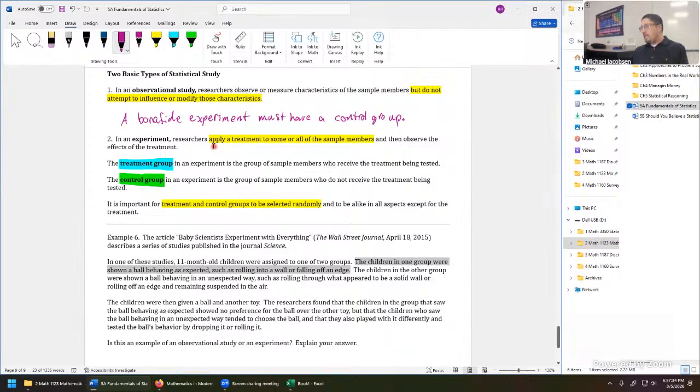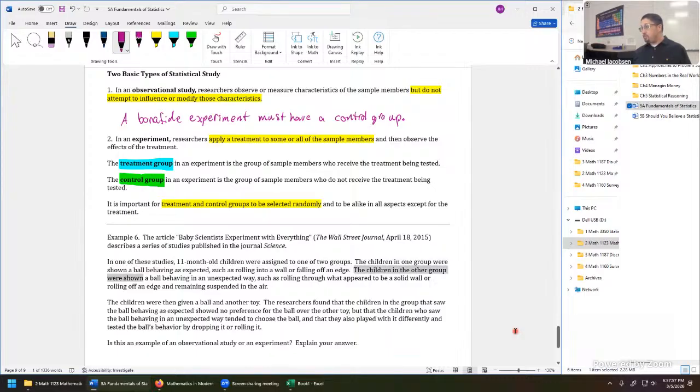Well, in an observational study, we're just observing. We're not trying to change anything about the behavior of the children. And here, this was just a ball behaving as normal. If they did this to all the children, then it doesn't sound like an experiment. But here's what they did to the children in the other group.